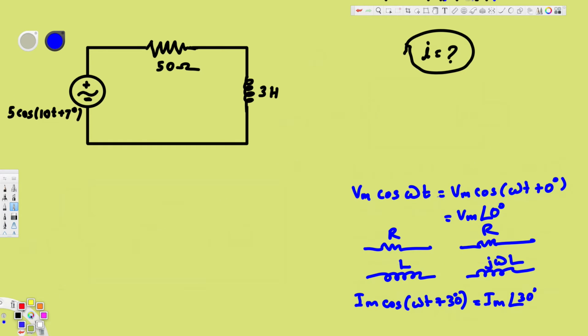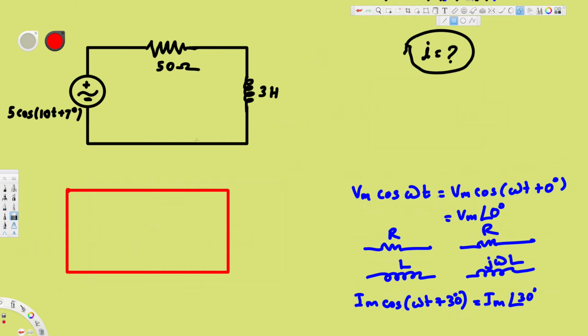Let's draw the circuit in phasor. Okay, here we are going to have this circuit like this, and our new voltage is going to become this first value. This is our Vm value here, the first value 5, and the angle. So this is going to be our new voltage, 5 angle 7 degree. Okay, this is our voltage, and the resistor remains the same. That's going to be just 50.